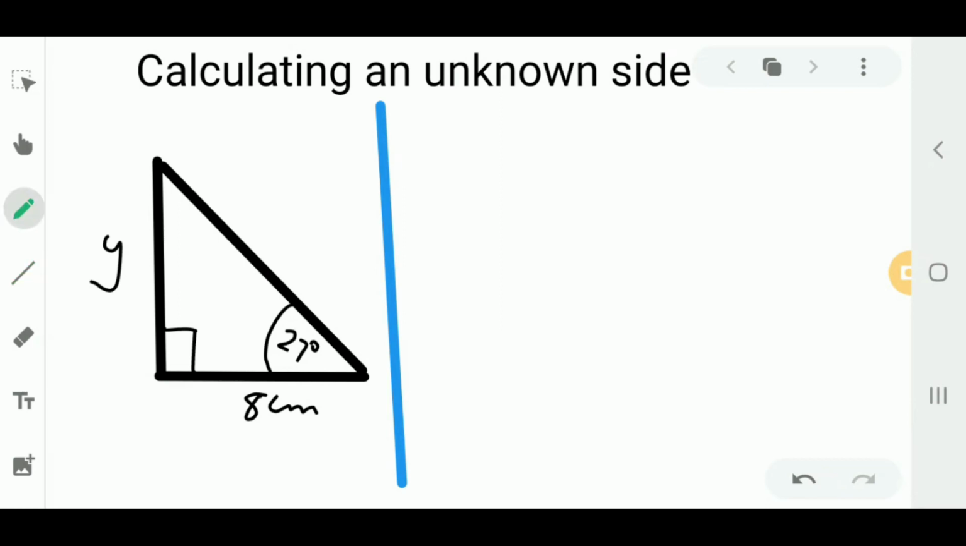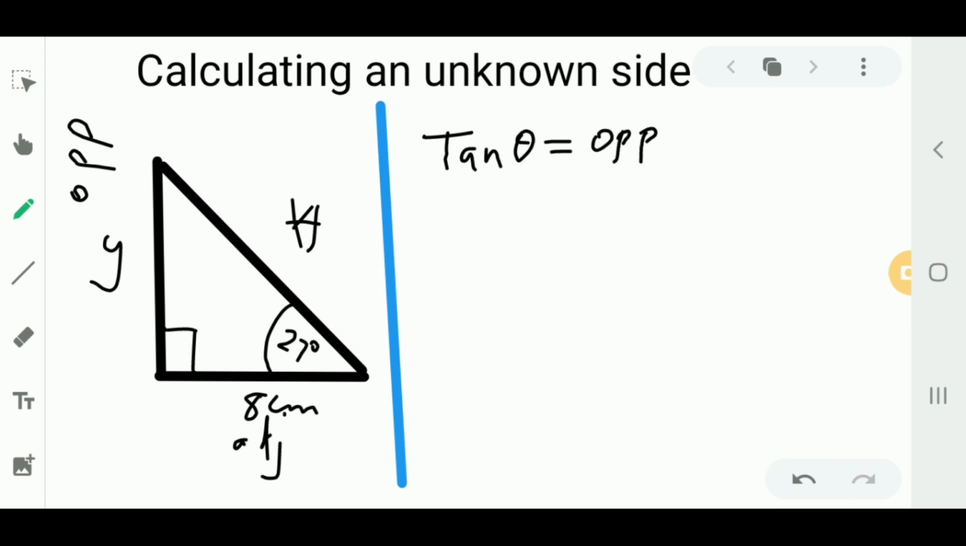With this example, again we'll be calculating the unknown side. Here, we know that the side that is opposite to the angle is the opposite, so y is the opposite. And we know that this would be the hypotenuse, so that means this is the adjacent. So we think, what ratio has opposite and adjacent in it, and that is tan. So we have tan, the angle, is equal to opposite over adjacent.